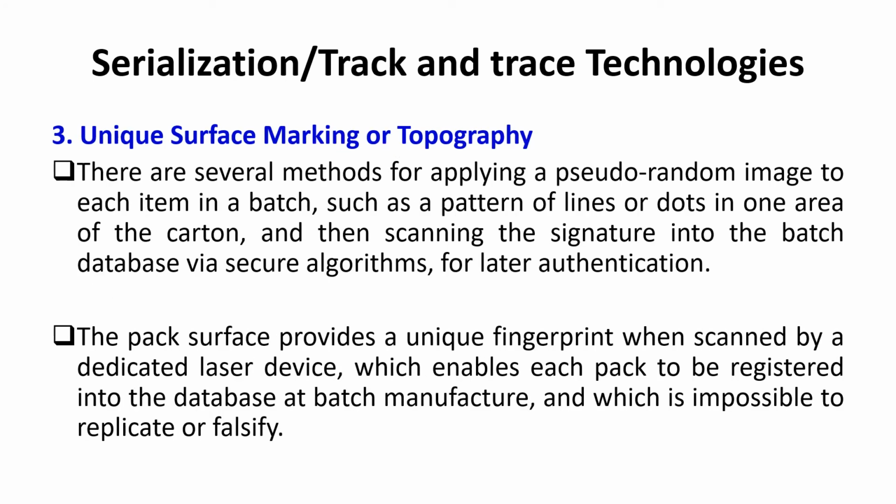Third is the unique surface marking or topography. As the name suggests, there are several methods for applying a pseudo-random image to each item in a batch, such as a pattern of lines or dots in one area of the carton, and then scanning the signature into the batch database via secure algorithms for later authentication. This pack surface provides a unique fingerprint when scanned by a dedicated laser device, which enables each pack to be registered into the database at batch manufacture, and which is impossible to replicate or falsify. So you can see, assigning a special type of pack surface to the product acts as a fingerprint, which can then be authenticated with the database.